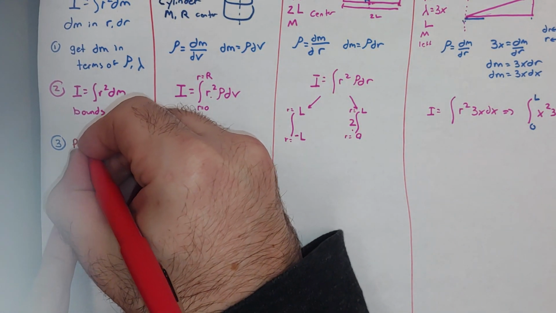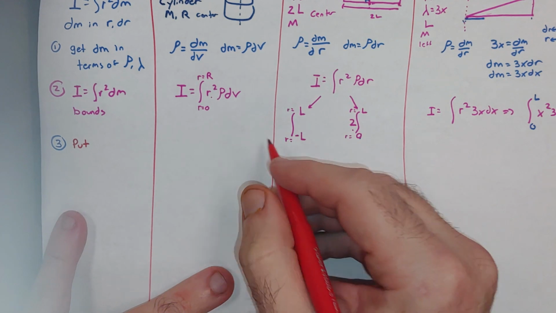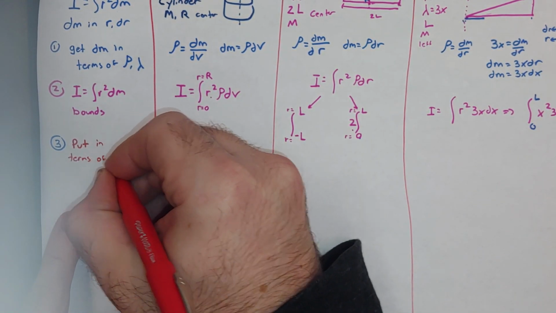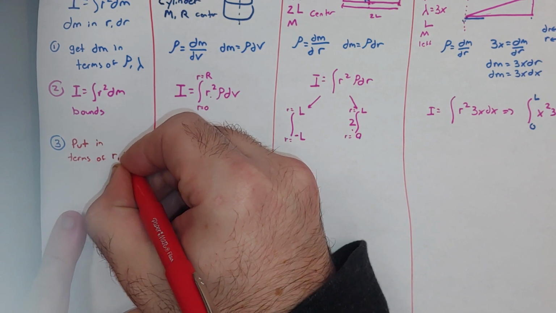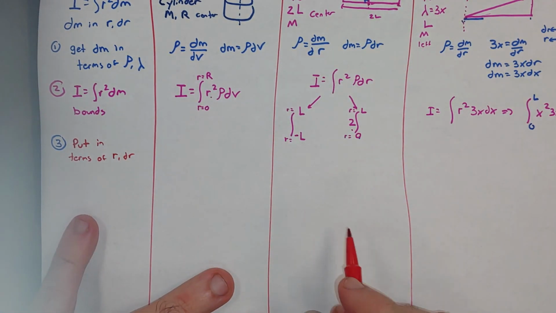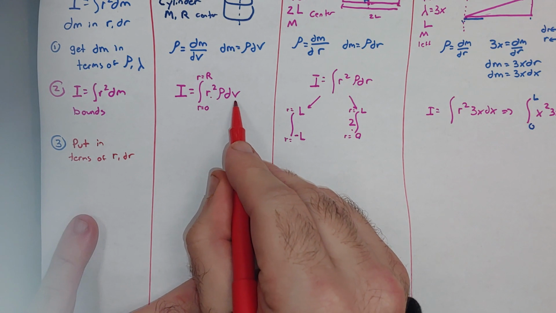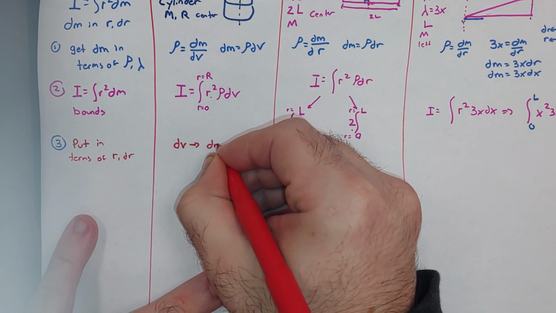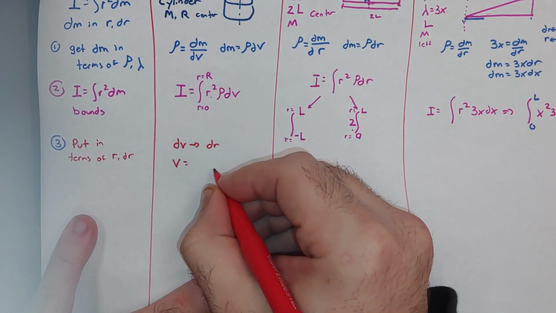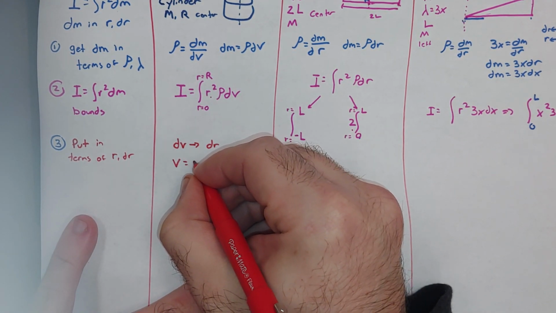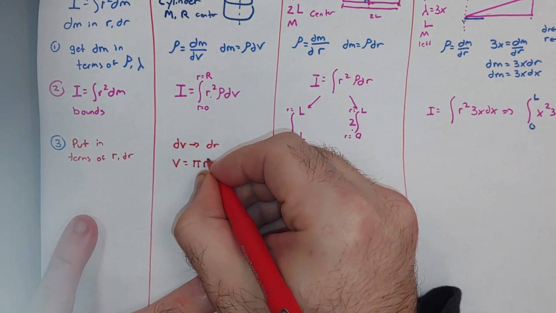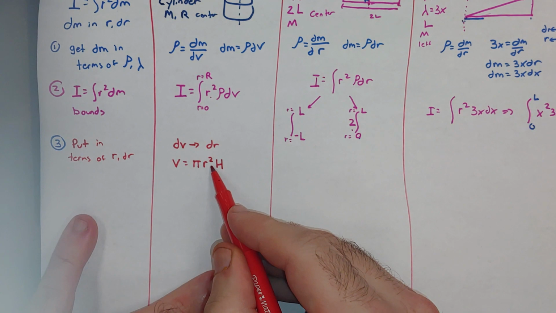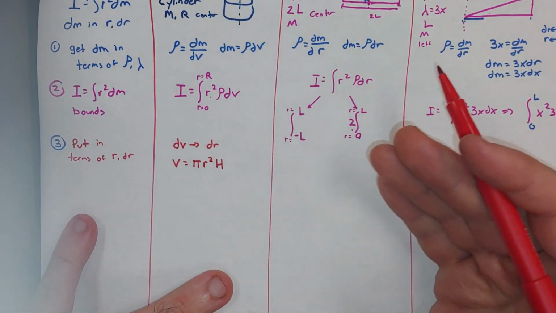We need to put your term in terms of R, dr, that kind of stuff. So looking over here, dv is not the same as R, so I need to get dv in terms of dr. Well, I know the volume of a right cylinder is pi r squared h. You might say, Jock, I thought the R was capital R here. Yeah, that's for the full cylinder.